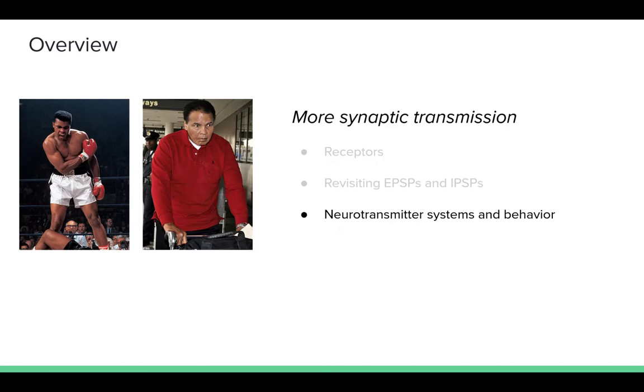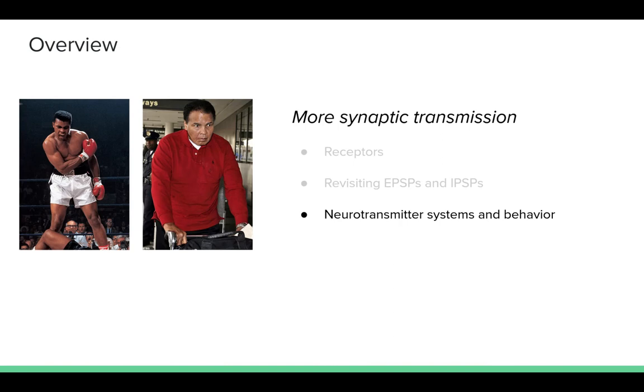Okay, so to finish up, we're going to take a little bit of a step back, and we're going to talk now about a few different neurotransmitter systems and their relationship with behavior. We've talked in great detail about the mechanisms and the detailed mechanics of neurotransmission. Now what I want to do is talk a little bit about how these neurotransmitter systems relate to behavior. And this, it turns out, is a very, very difficult topic.